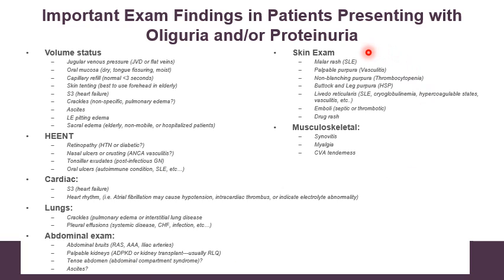You look for skin rashes. You can look for signs of autoimmune disease like synovitis or myalgia, or see if they have CVA tenderness, which might be suggestive of a urinary infection, or perhaps kidney stone.